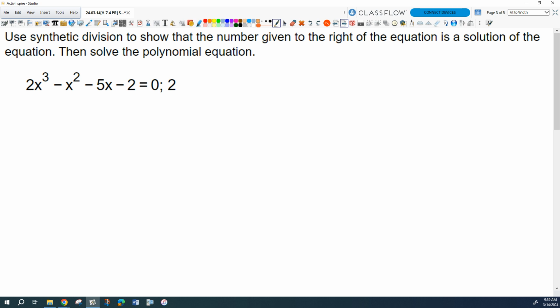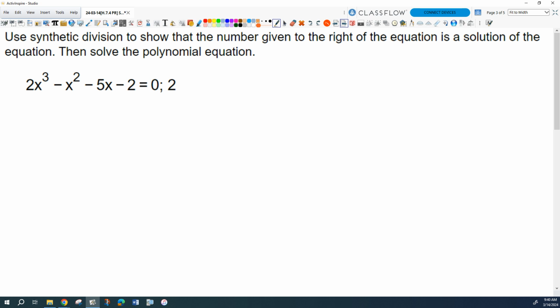So last unit, we would have been out of luck. Nothing we can do. But now we have some more ammunition. They give us a hint here. They say use synthetic division to show that the number given, that's 2, is a solution. How would we do that?